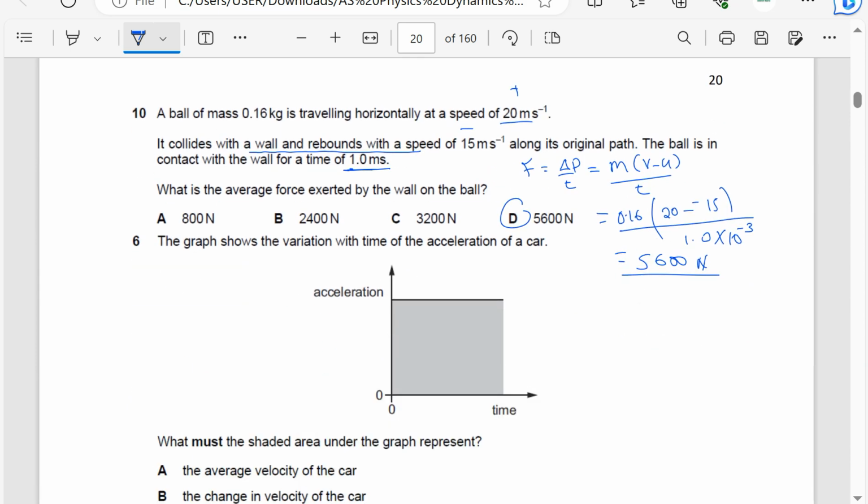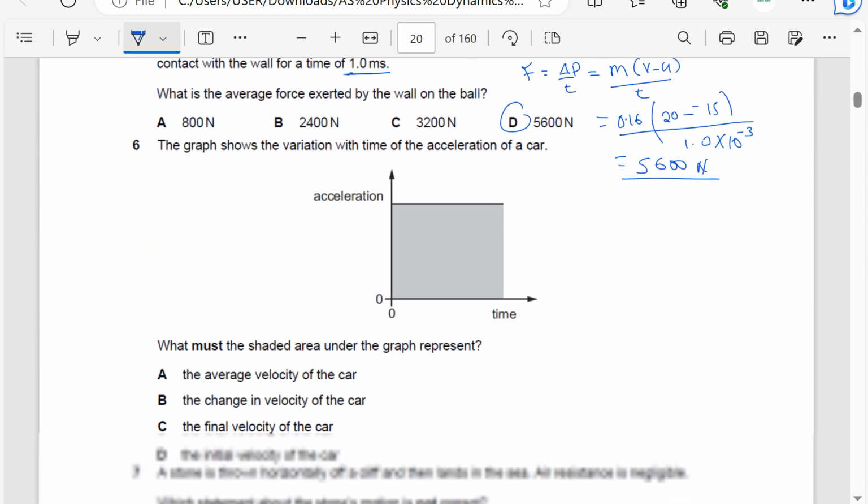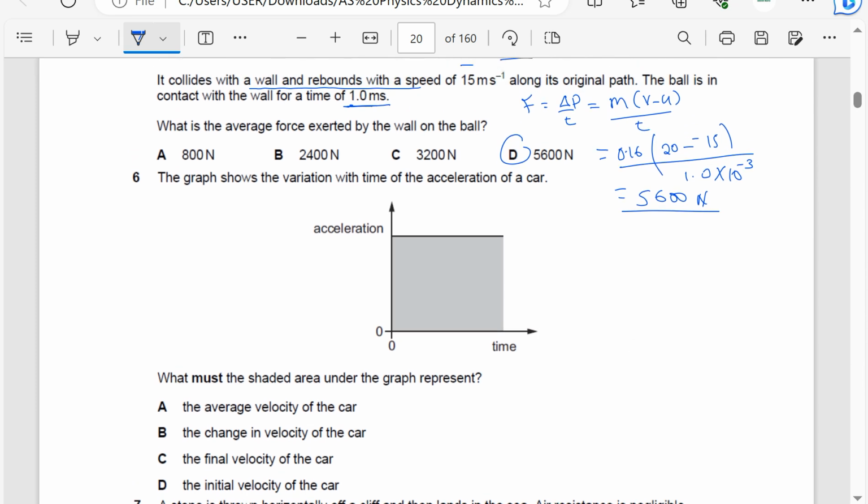The graph shows the variation with time of the acceleration of a car. What must be the shaded area under the graph? Okay. We see the acceleration is constant, so the equations of motion can apply, such as v is equal to u plus at. So it is a graph of a against t, so I'm going to make a the subject. So at is equal to v minus u, which means acceleration is equal to v minus u times 1 over t.